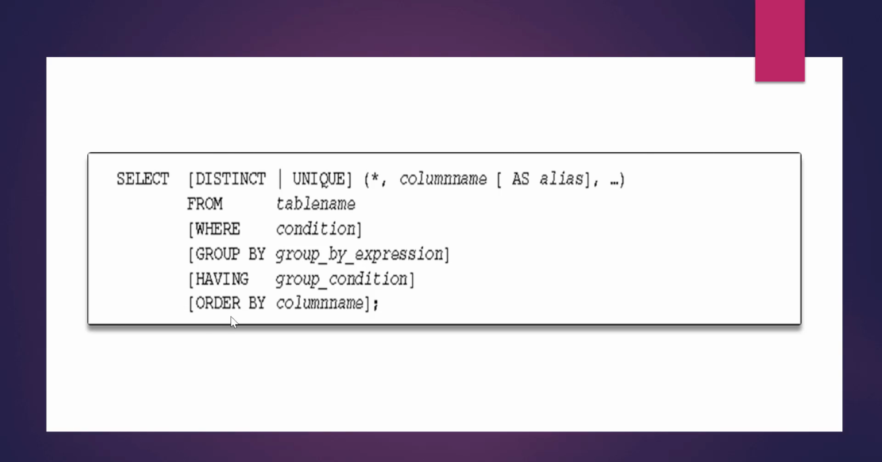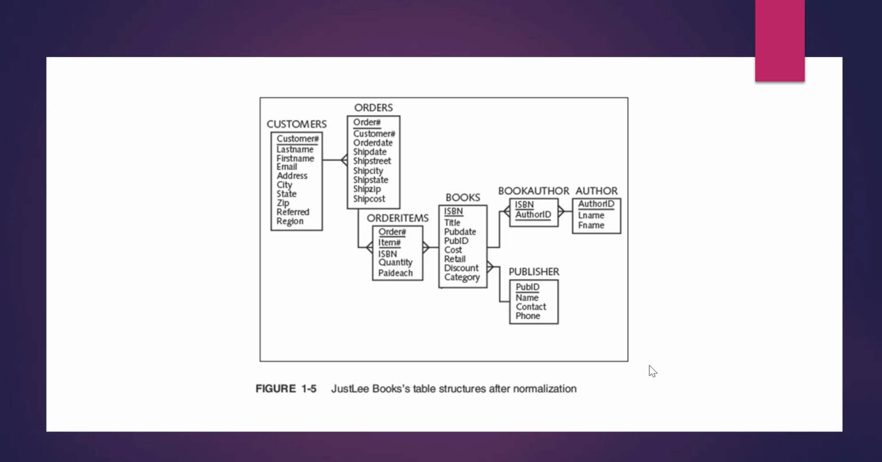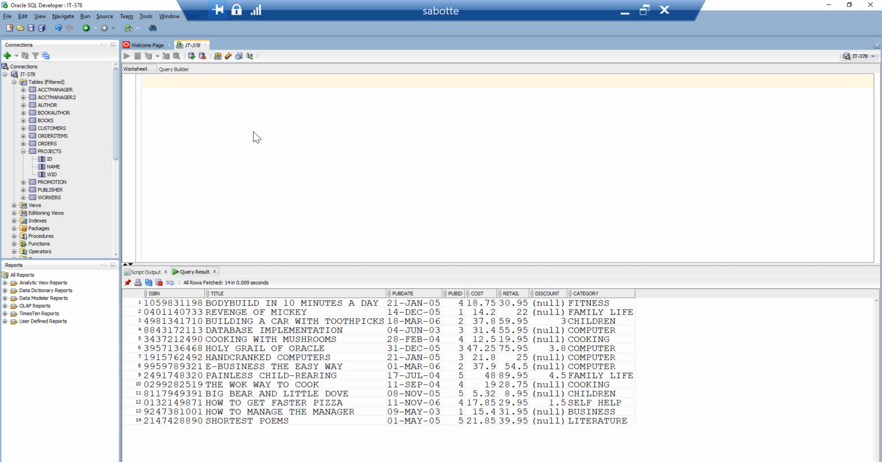In today's video, we are looking at this part of the select statement: to group our results by a specific column, to give a condition to our groups to only display specific groups that have this condition, or to order our results by a column value. We are using the same database that we used before for a bookshop. So we have the customers table, the orders table, order items, books, book author, author, and publisher.